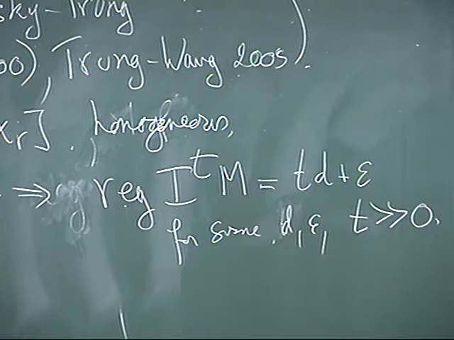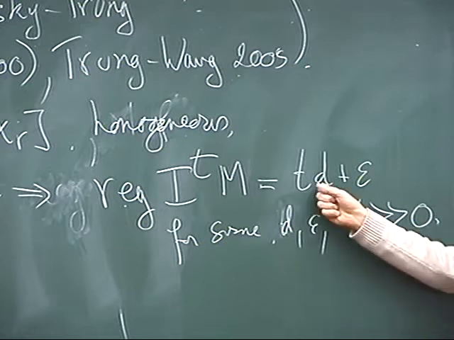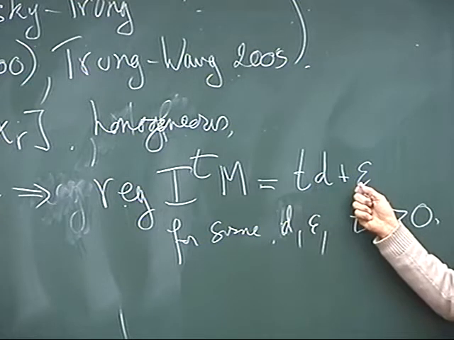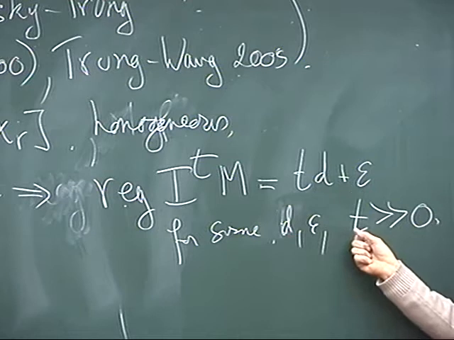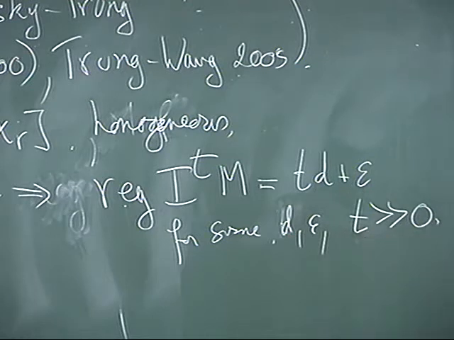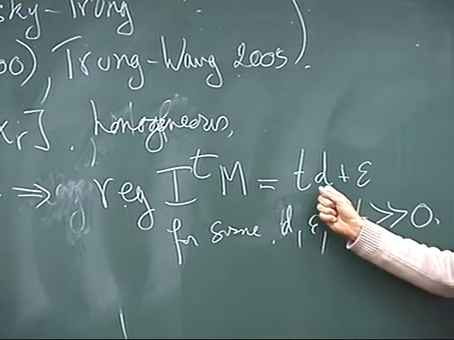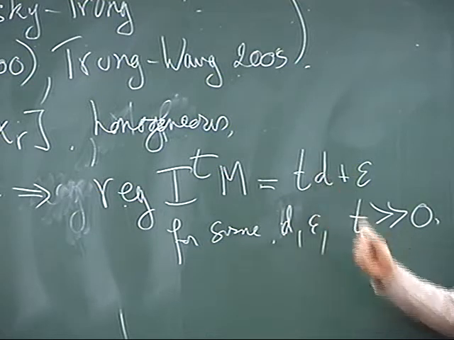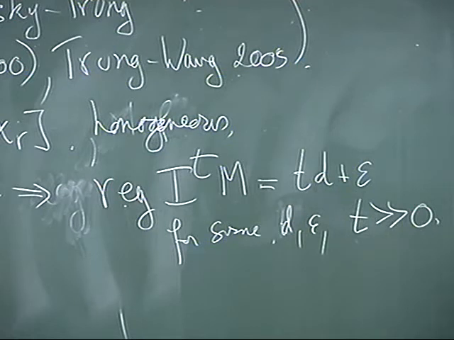Now, that, of course, leaves a major question, three major questions. What's d? What's epsilon? And how big does t have to be? These are very natural questions. Only the first has a good answer. We have nice formulas for d.